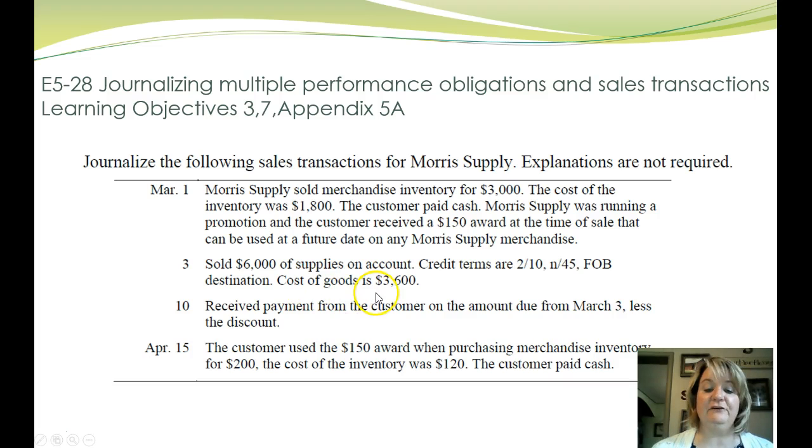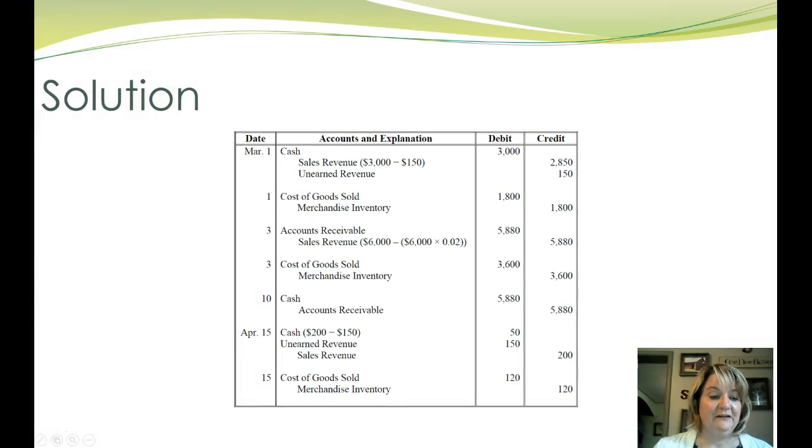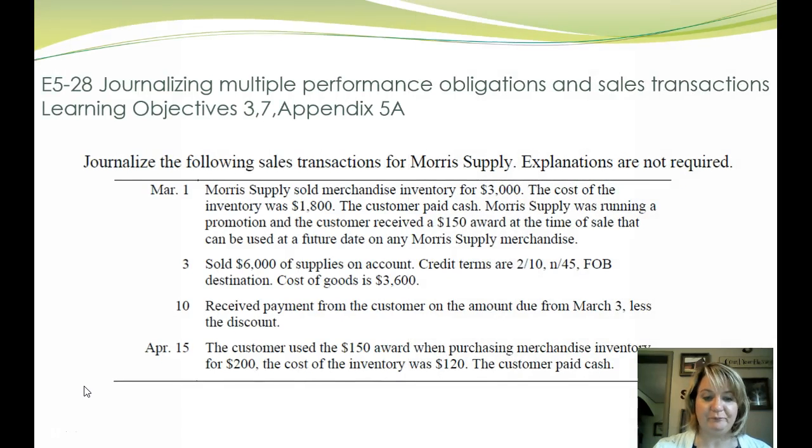Cost of goods is $3,600. On March 10th, received payment from a customer on the amount due from March 3rd, less the discount. On April 15th, the customer used a $150 reward when purchasing merchandise inventory for $200. The cost of the inventory was $120. The customer paid cash.